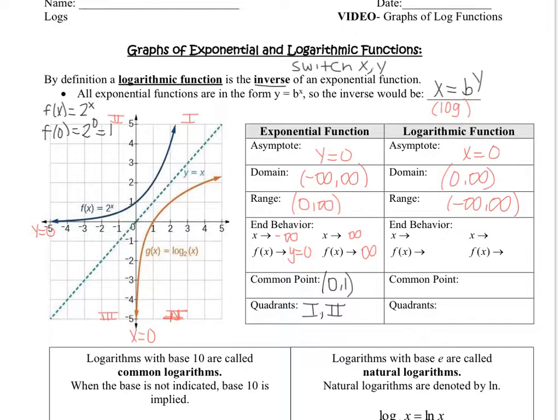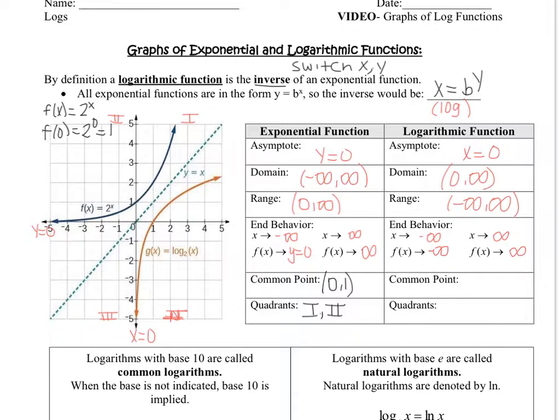Okay, let's talk about the end behavior now. End behavior again is in two parts, as x goes to negative infinity and as x goes to positive infinity. So as x goes to positive infinity, f of x goes up, so goes to infinity as well. And as x goes to negative infinity, where is this graph headed? It's headed to negative infinity.